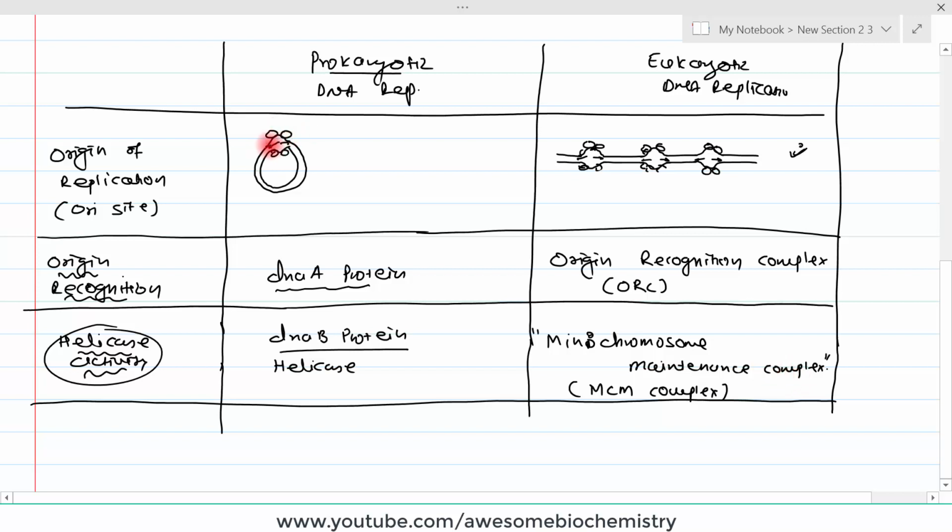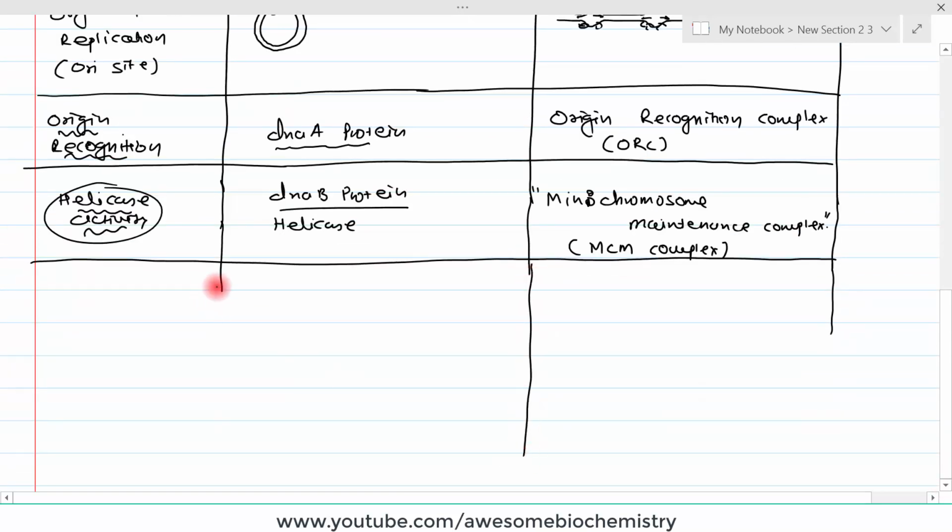Once helicase has acted upon this replication bubble, what will happen? The replication bubble expands. The replication bubble was small, so now there will be a replication fork formation. Here the helicase enzyme lies. Now there is a formation of single stranded DNA, and this single stranded DNA must be protected from the nuclease action, otherwise nuclease could break down this single stranded DNA. So this single stranded DNA should be protected.